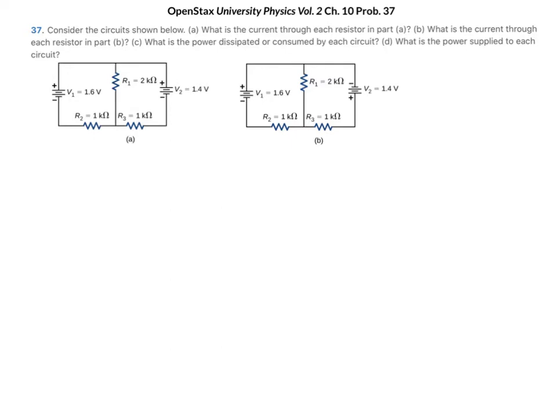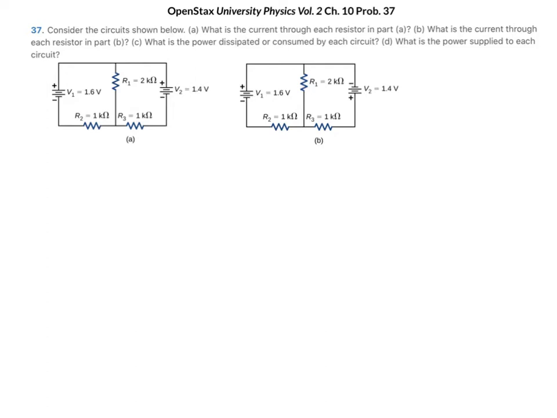So we have these two circuits, and it looks like they have the same resistors, they have the same power supplies, except V2 is backwards for these two circuits. So we will have to solve these problems separately, and I'm going to start with part A first. The first thing I will do is choose directions for currents through the different resistors.